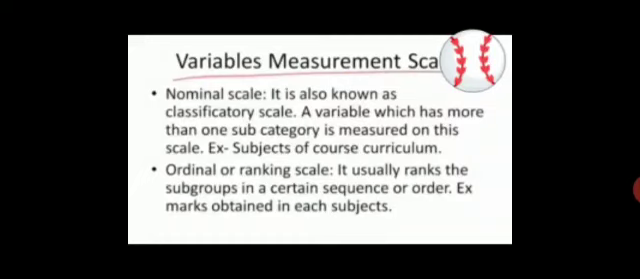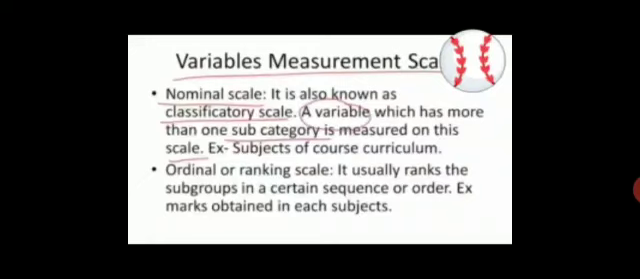The next thing is measurement variables, measurement scales. There are several variable measurement scales used in research. First of all, here we are studying quantitative research. In quantitative research, the first measurement scale used is the nominal scale. It is also called the classificatory scale, a variable which has more than one subcategory.